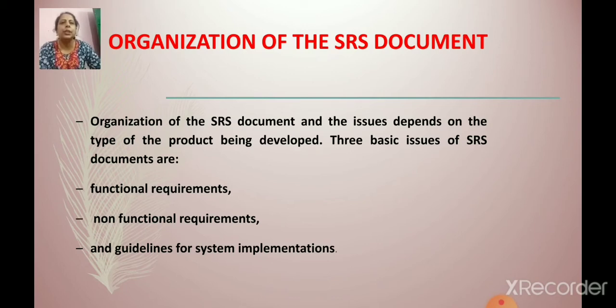Organization of the SRS document. The organization of the SRS document depends on the type of the product being developed. The three basic issues of the SRS document are functional requirement, non-functional requirement and guideline for system implementation. These three things are mainly written in the SRS document, the last one also being called the goal of implementation. I have discussed these three things in the previous session.